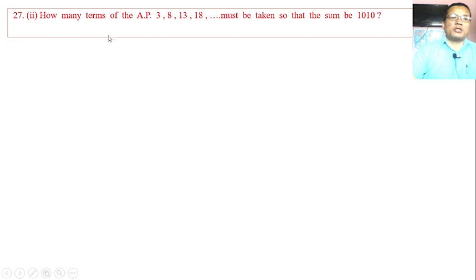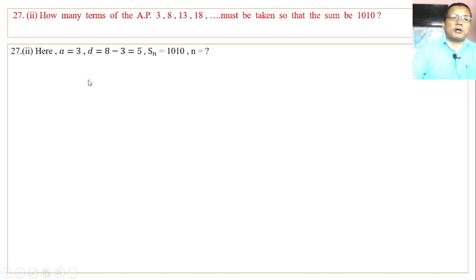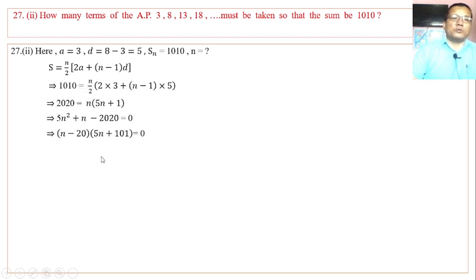Roman number 2. How many terms of the AP must be taken so that the sum be 1010? Same as the previous question. Here A is 3, D is 8 minus 3, that is 5, Sn is 1010, n is what? Using this formula and giving respective values, we have n equal to 20. The number of terms is 20.